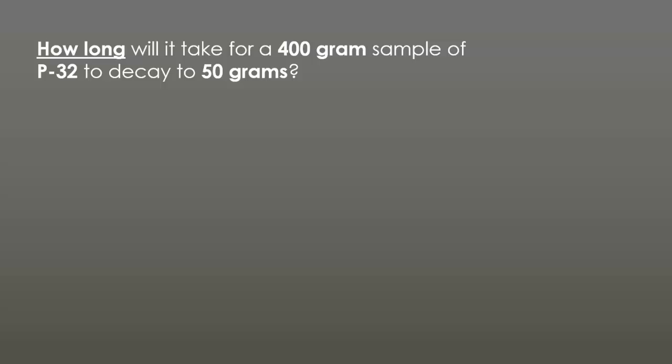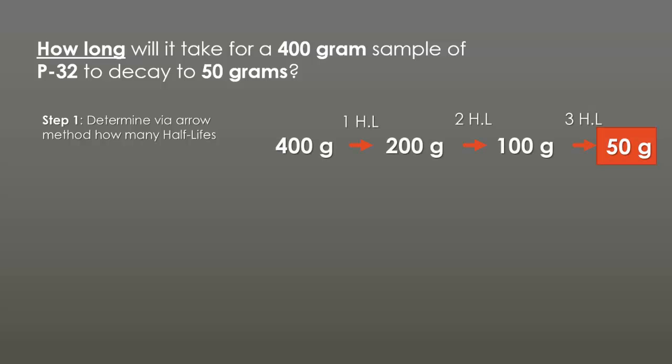In this problem, it says how long, so this is a time problem, we're looking for an actual physical measurement of time. How long will it take for 400 grams of a sample of phosphorus-32 to decay to 50 grams? So, determine via the arrow method how many half-lives that is. Which means, simply, if you start at 400 and you keep breaking your sample down to 50, how many half-lives is that? So you're noticing one half-life brings 400 to 200, 2 brings 200 to 100, and 3 brings 100 to 50.